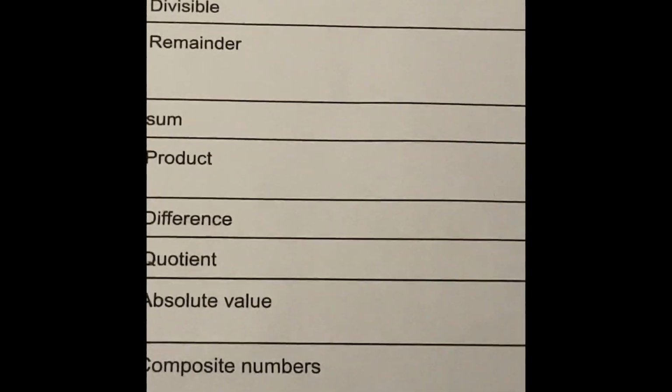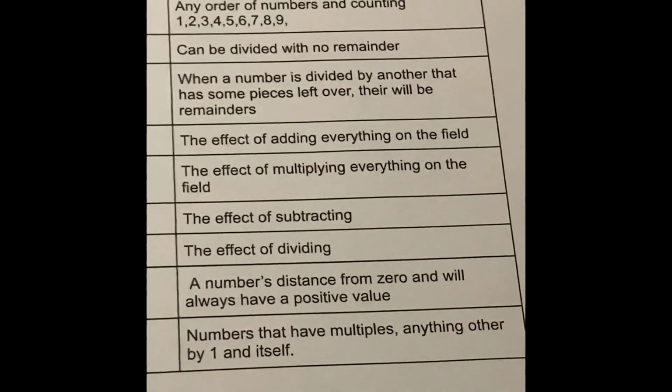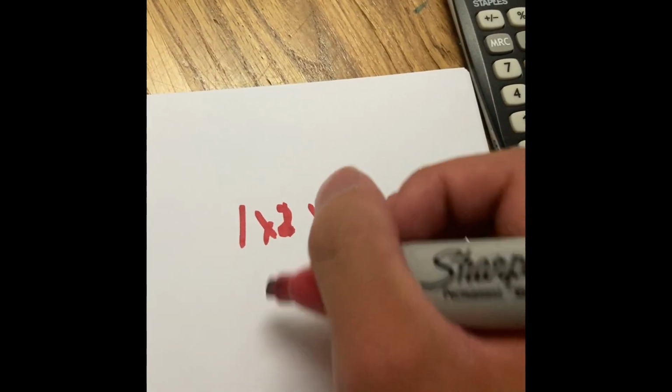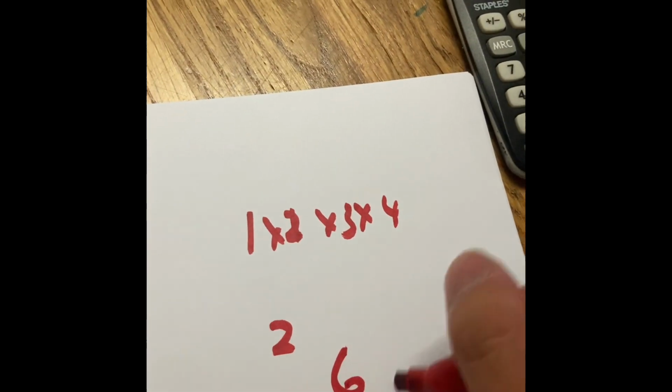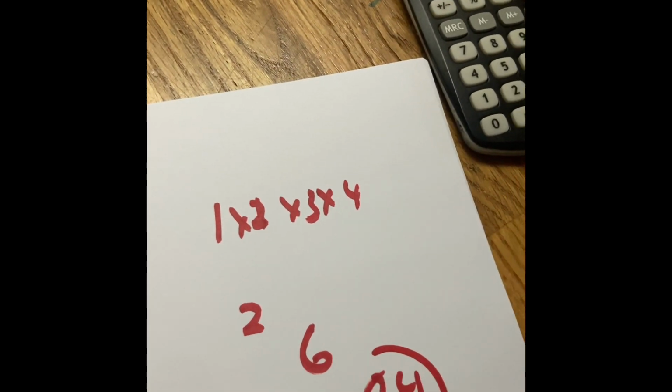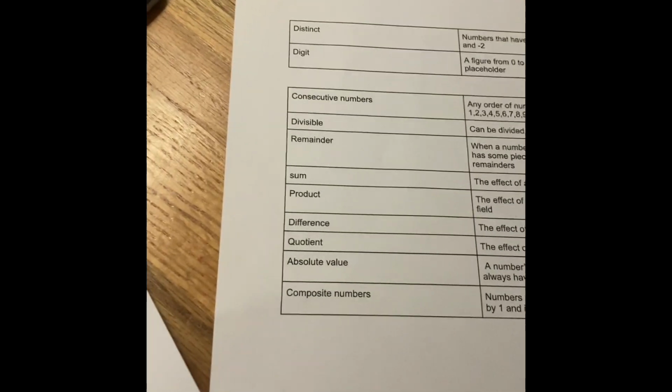The product is going to be a little bit different. The product is going to be the effects of multiplying everything on the field. So what we're going to do is 1 times 2 times 3 times 4. 1 times 2 is 2, times 3 is 6, times 4 is 24. 24 is our product.